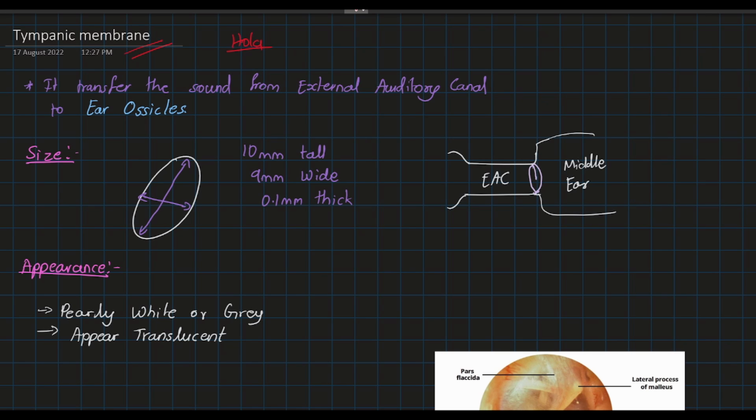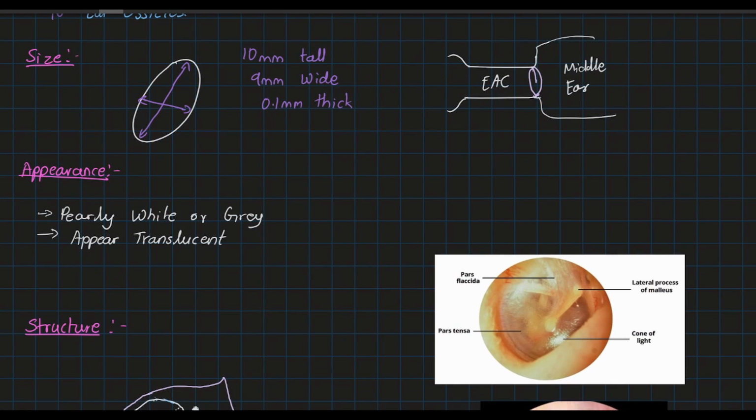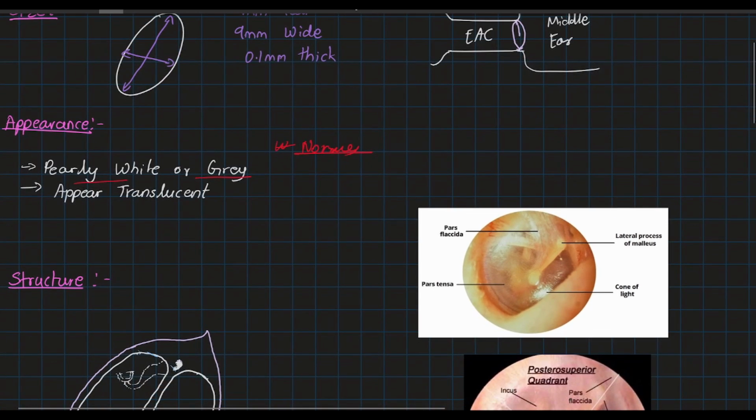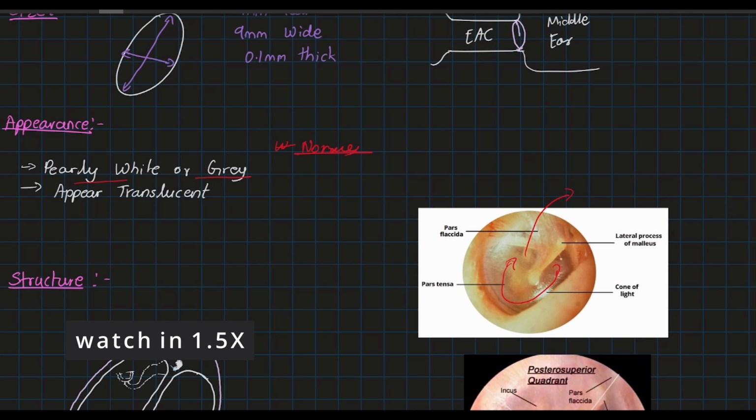When you see the tympanic membrane, it mainly appears as pearly white or grey when it is normal. On examination it appears pearly white or grey and it is translucent in nature. As you can see, the middle ear structures are not that clearly visible, so it is translucent in nature.